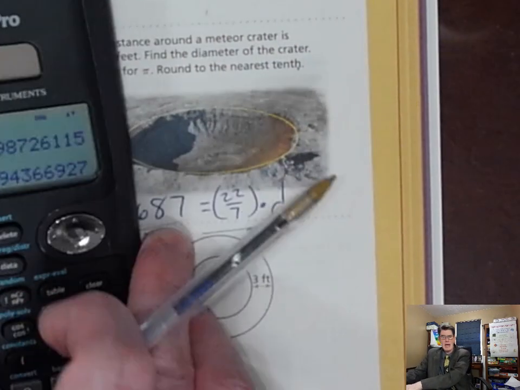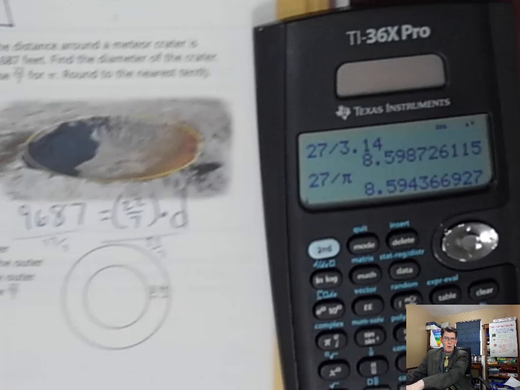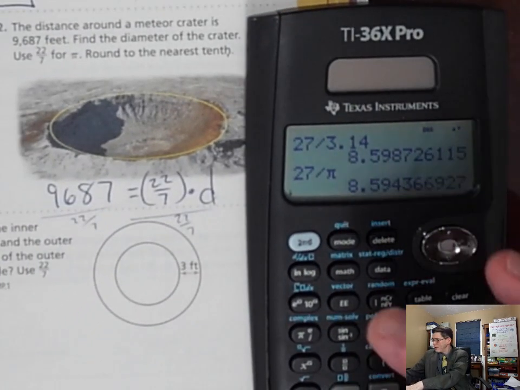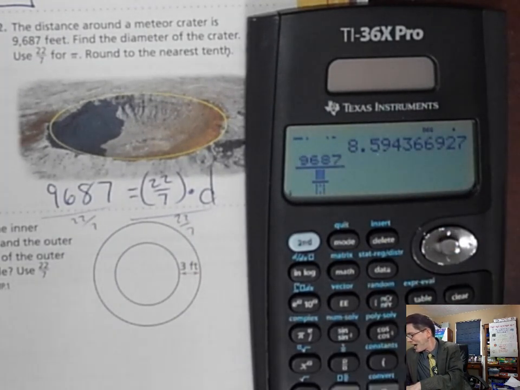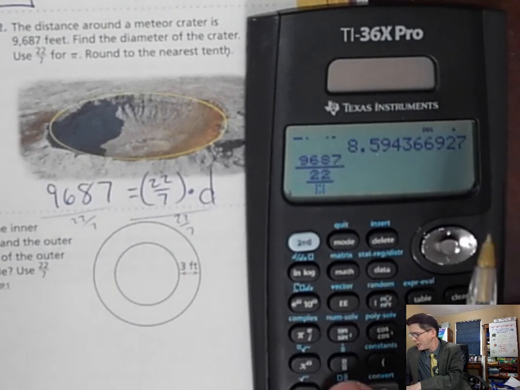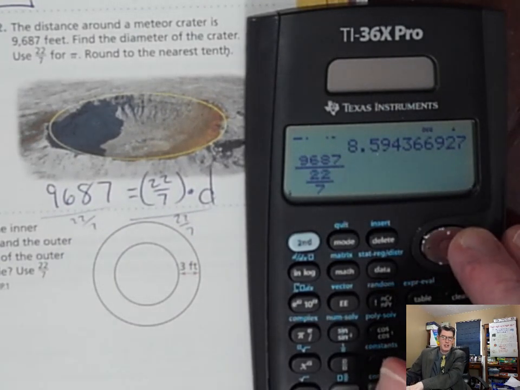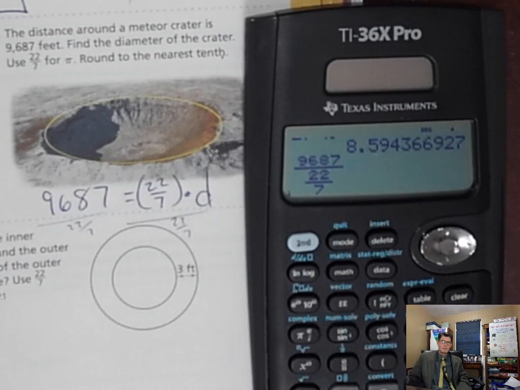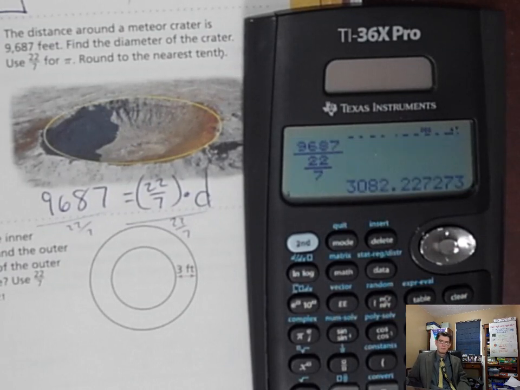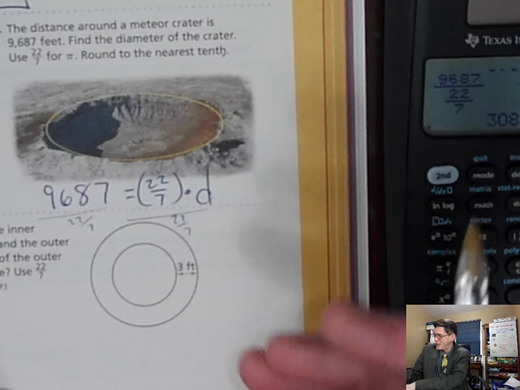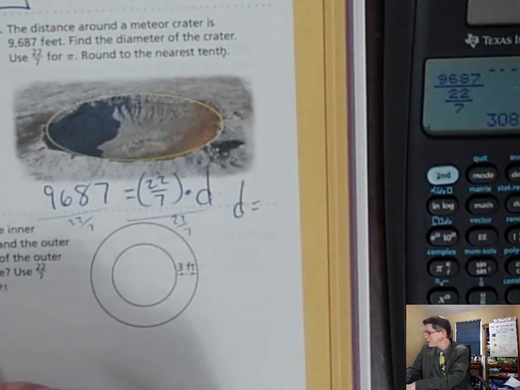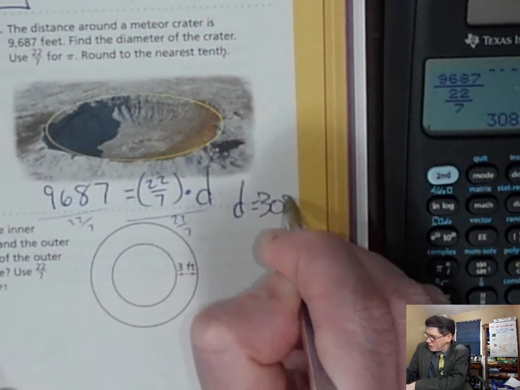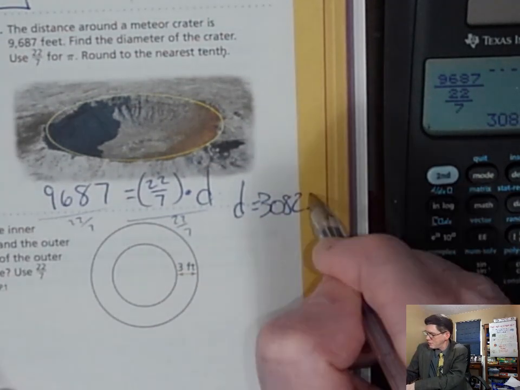Whichever way you do that, you'll get the answer of, and I'll do it the way where we, there we go. Let's see how much fun this is going to be. 9687, and then it's divided by the fraction 22/7. Look at that complex fraction. The distance across, so the diameter is 3082.2.